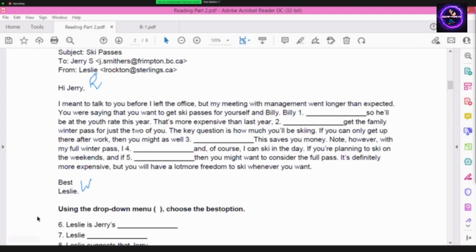Yeah. So as we read, the same words that we discussed yesterday, I, we, me, myself refer to whom, you, yours. You must have this understanding so that you are able to comprehend the sentences you read in the correct order. Okay. So here: Leslie, I meant to talk to you before I left the office, but my meeting with management went longer than expected. So I can understand they are both from the same office. It seems to be, yeah.